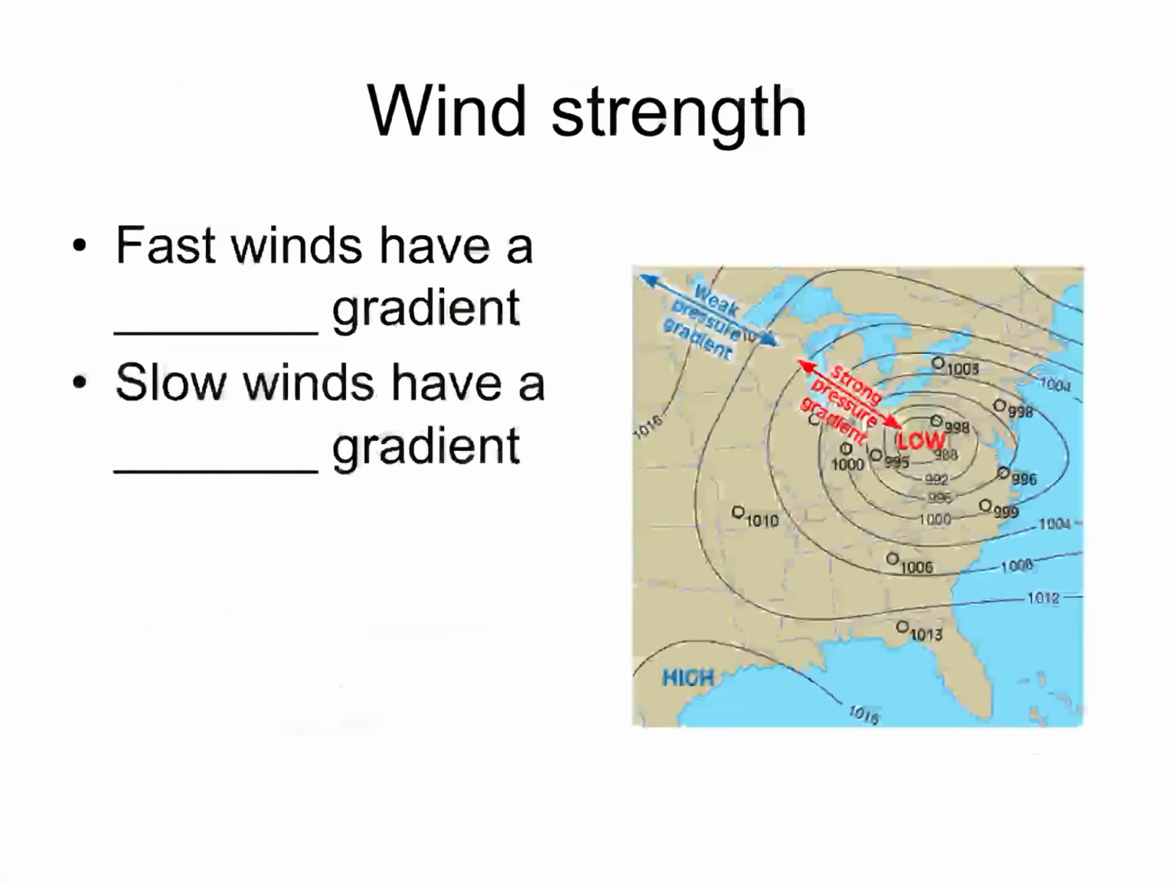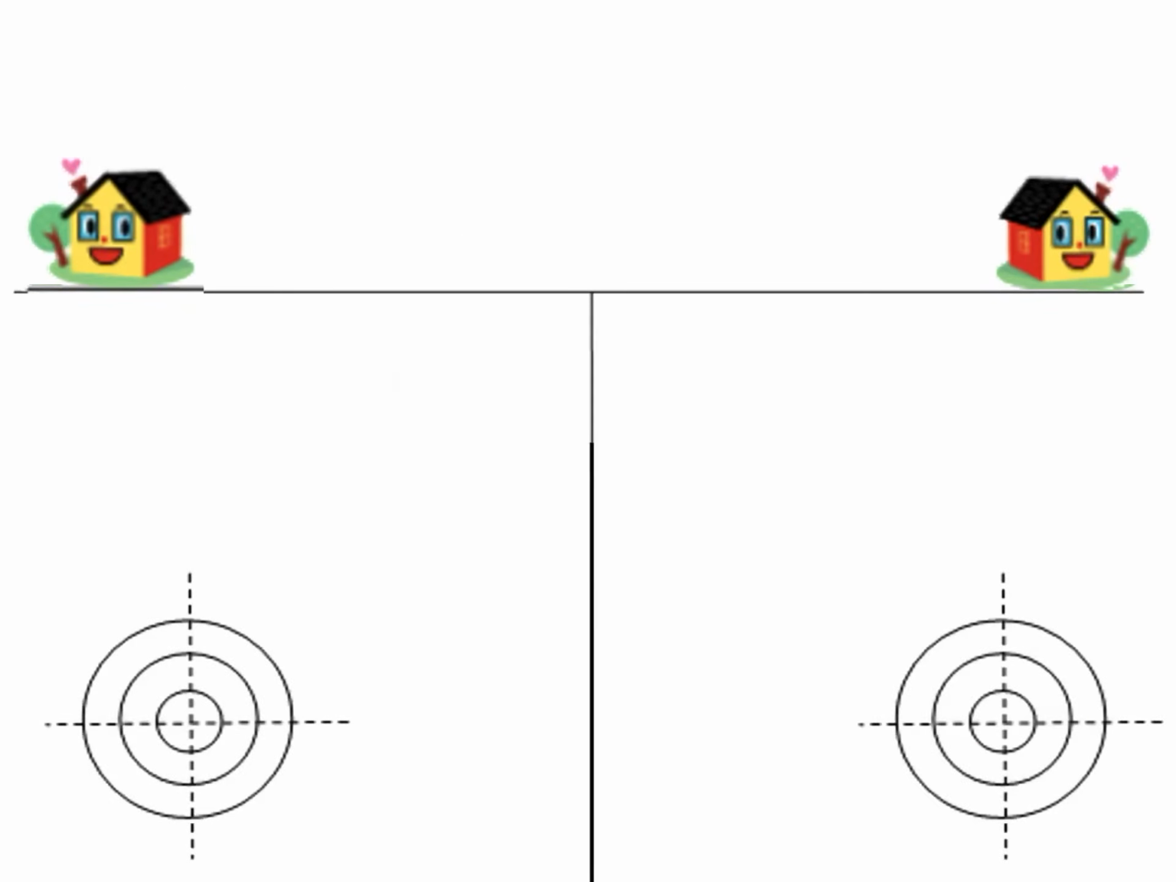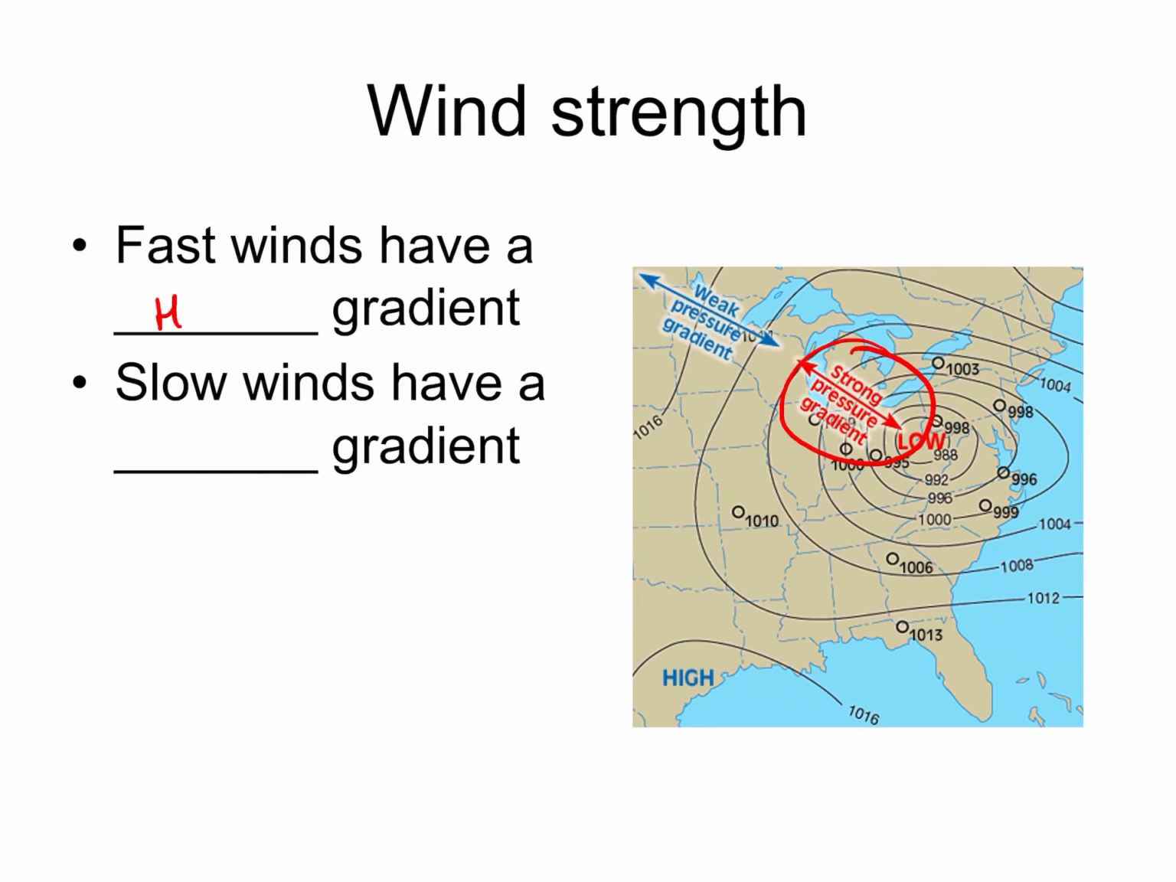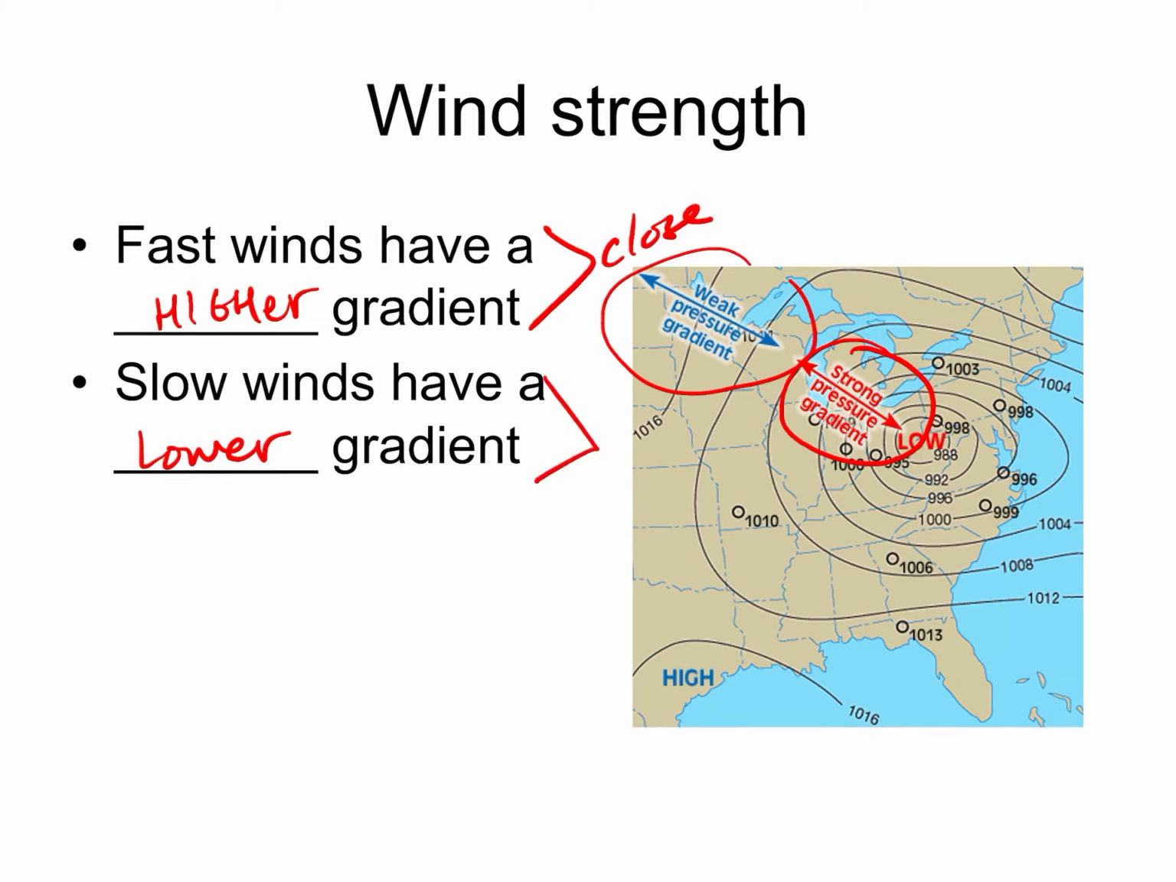Wind strength. We said already that when the lines are close to each other, you have a strong wind, a higher pressure gradient. Fast winds have a higher gradient, and that's going to be your close lines. Slow winds are going to be over here. They have a lower gradient, and that is going to be the ones that are more spread apart.